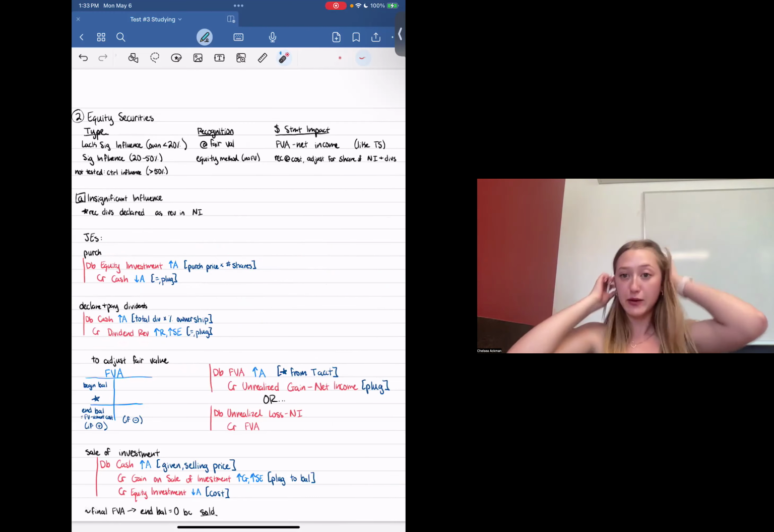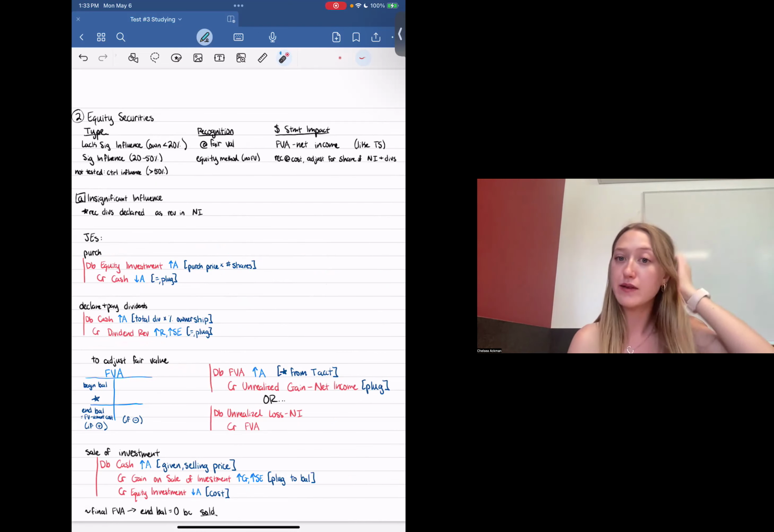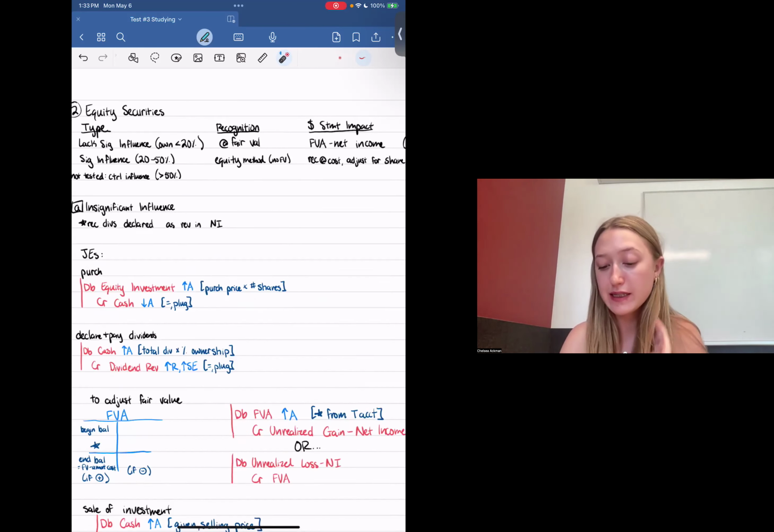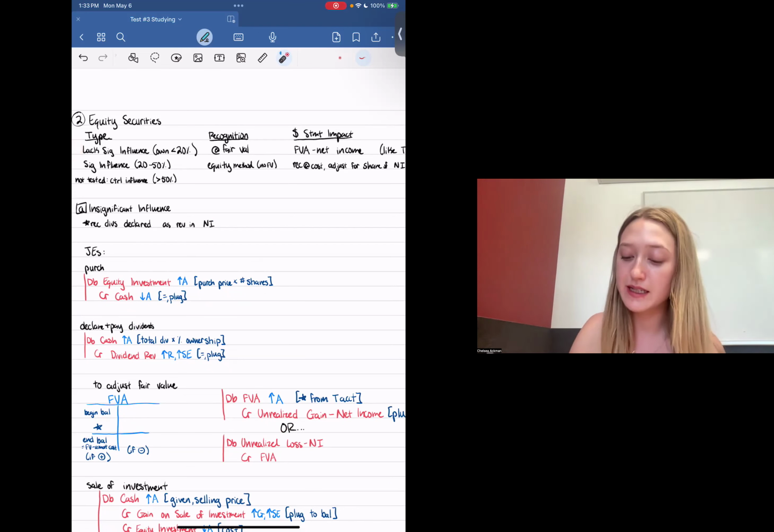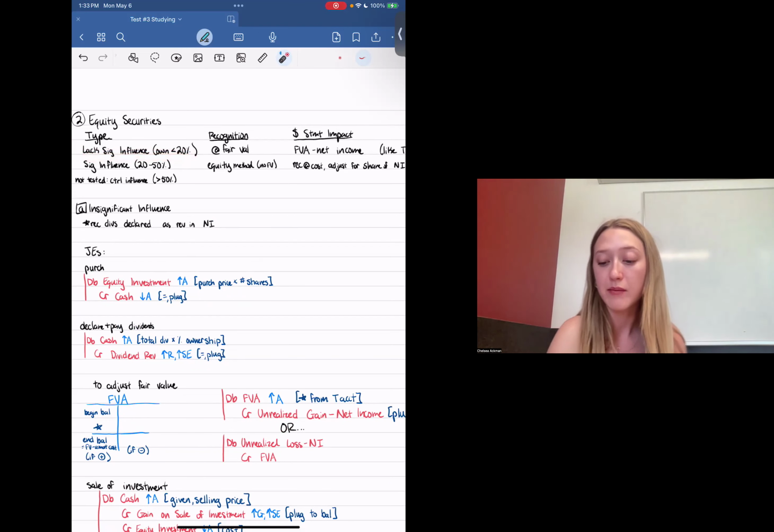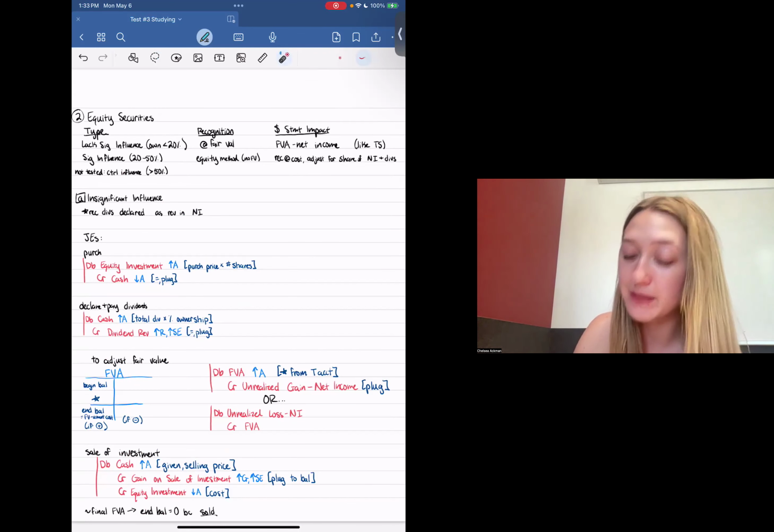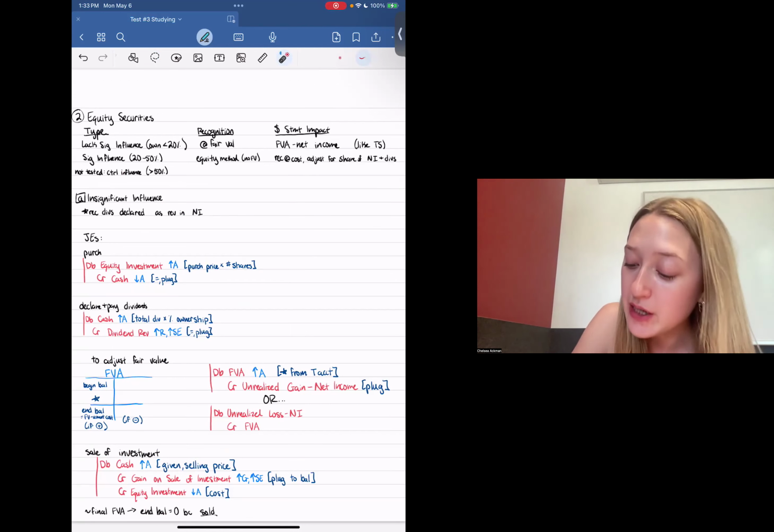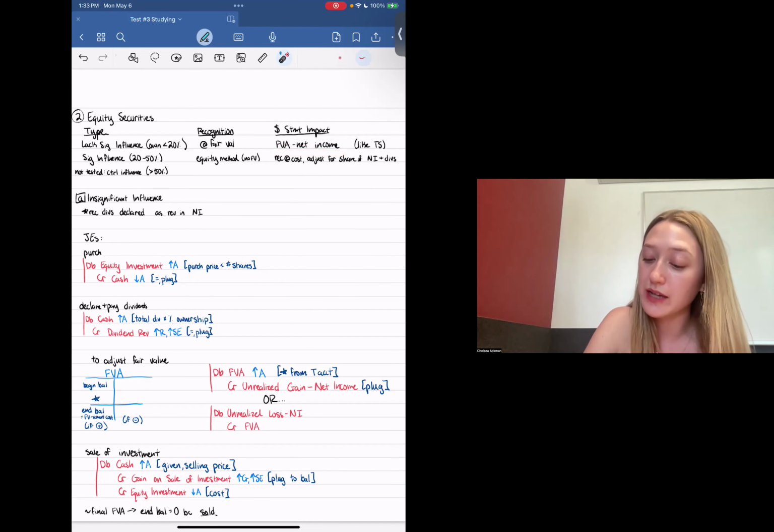Next up is equity securities. So as opposed to buying a bond, if you're buying equity within another company, that's another type of security or type of investment. The two types that we're going to explore here, first is if you lack significant influence, which means you own less than 20% of that company, you recognize this at fair value, and it's treated similarly to a trading security where the financial statement impact is a fair value adjustment to net income.